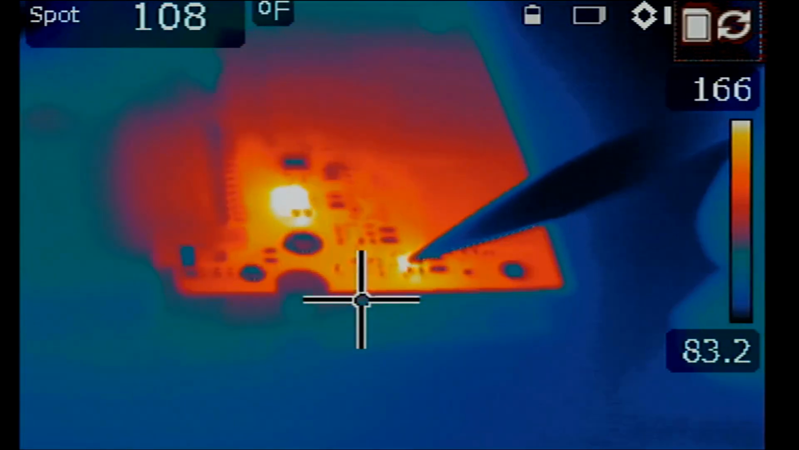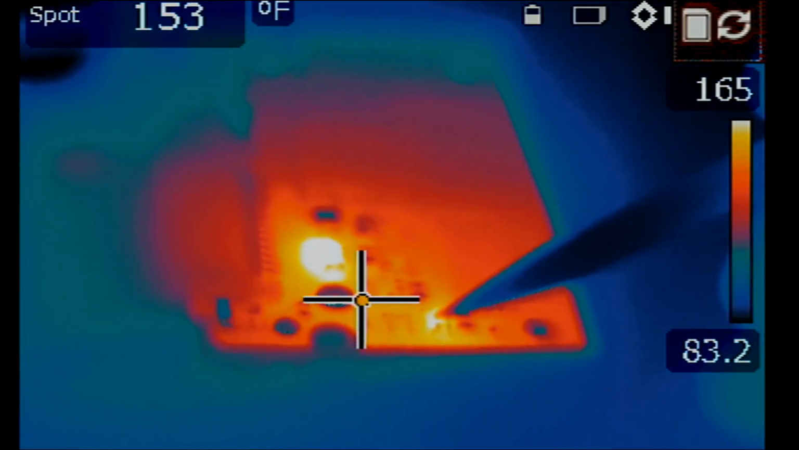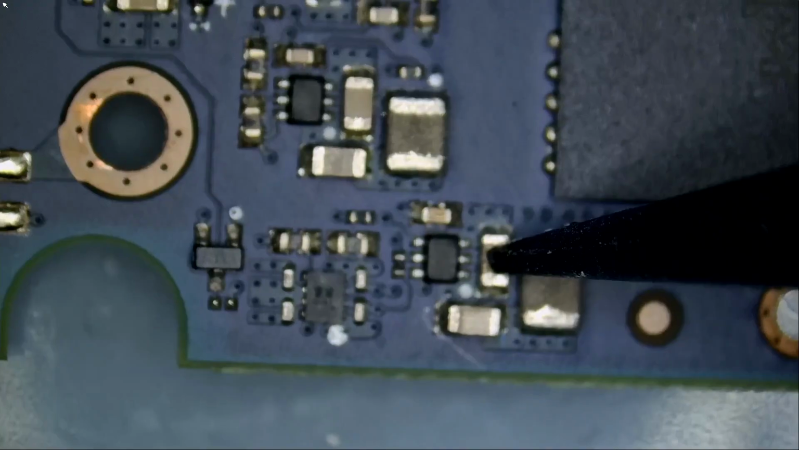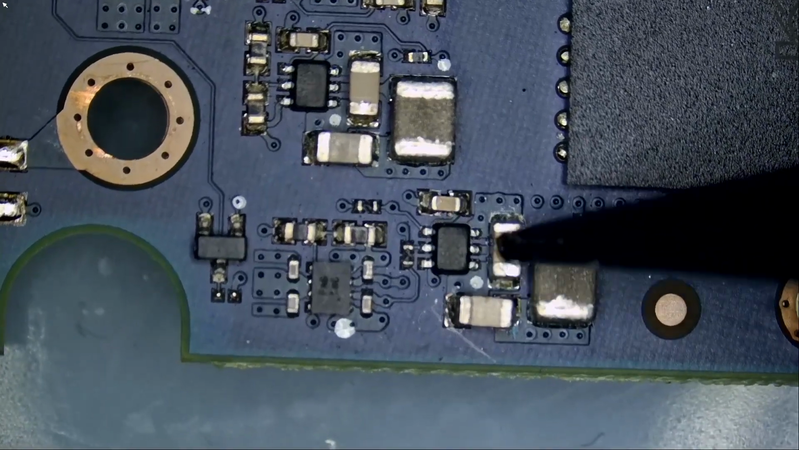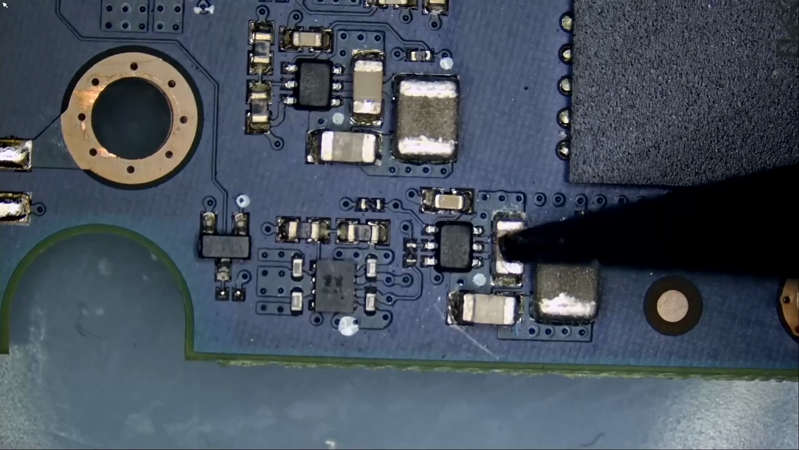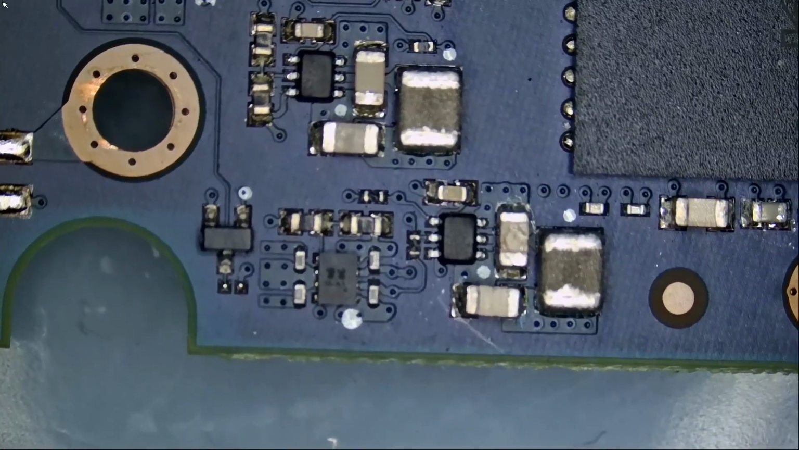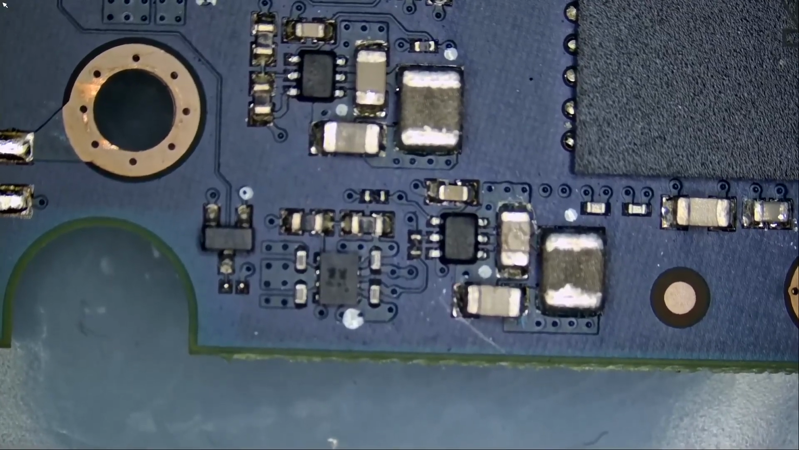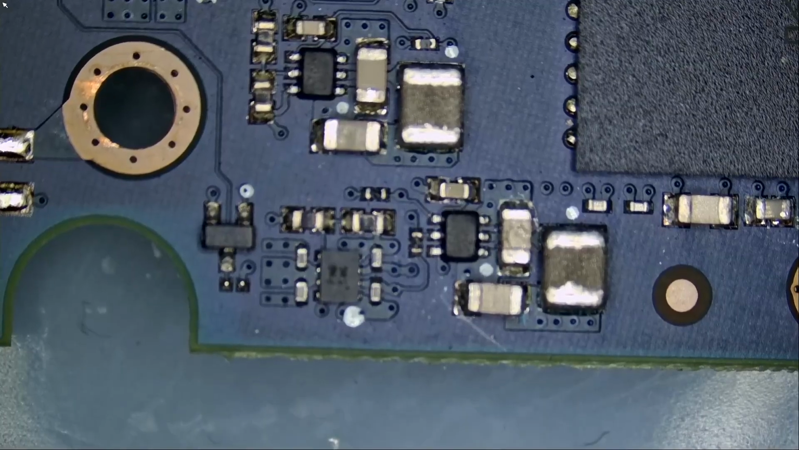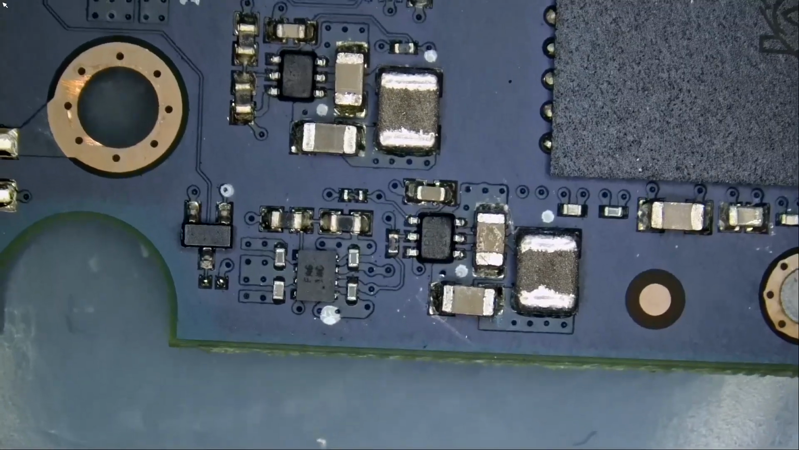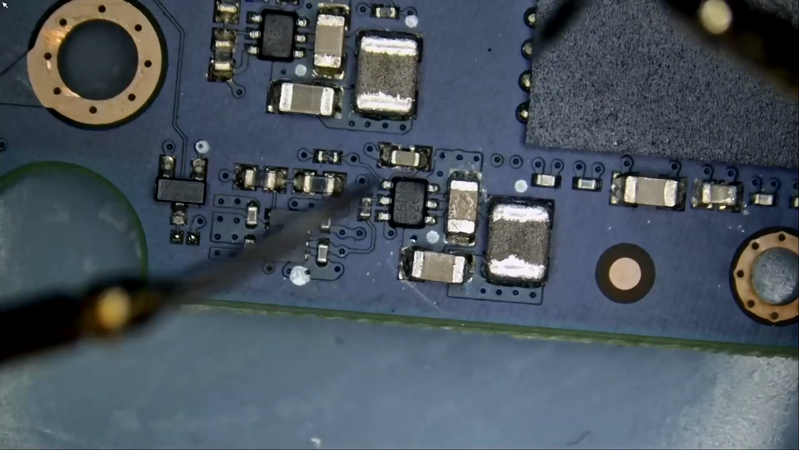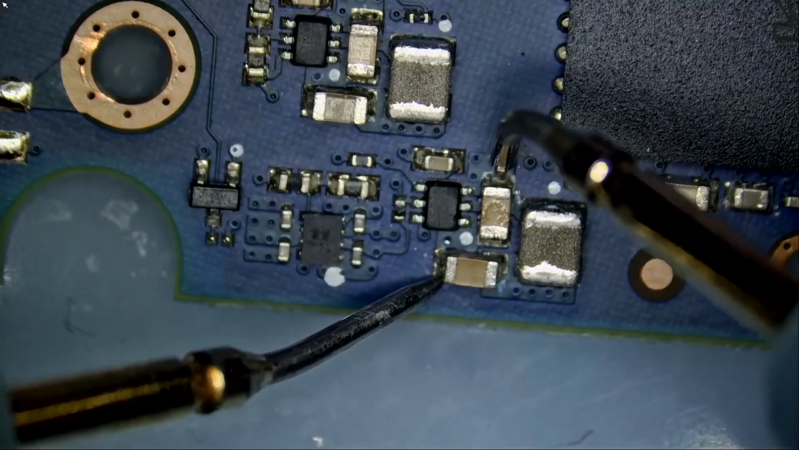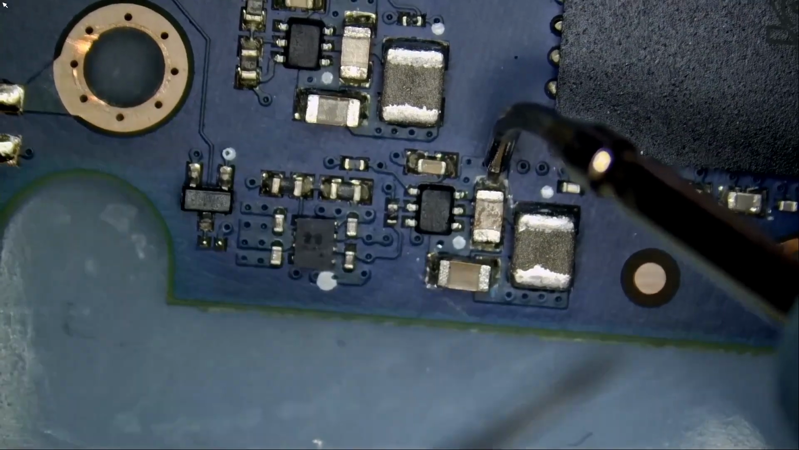What do we have here? And if we go under the microscope, look at this. I'm pointing at this cap. Is it possible that this cap is faulty? Sometimes a cap does not have to measure for a short to be faulty. Let's go ahead and measure the cap. We're gonna disconnect power from the board. And we're gonna measure the cap. Meter in diode mode.